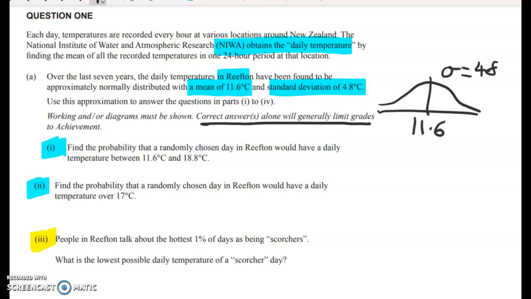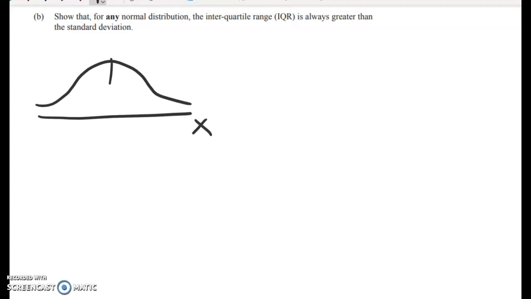Correct answers alone are generally going to limit you to getting just achieved marks. So first, find the probability that a randomly chosen day in Reefton would have a daily temperature between these 2 values. That's the first question. And then the second one is to find the probability that a randomly chosen day would have a daily temperature over 17 degrees. So looking at those, let's first of all draw a picture of what we're after.